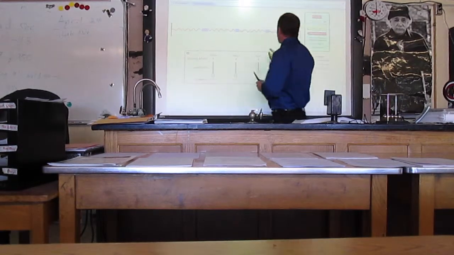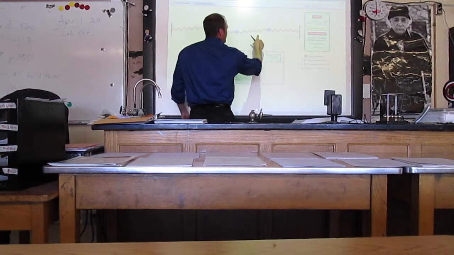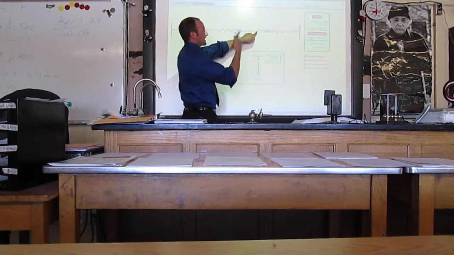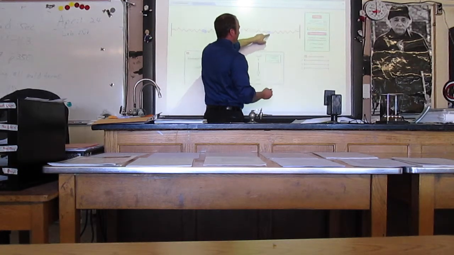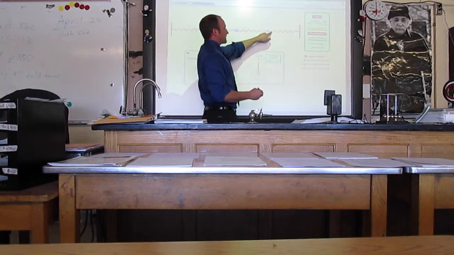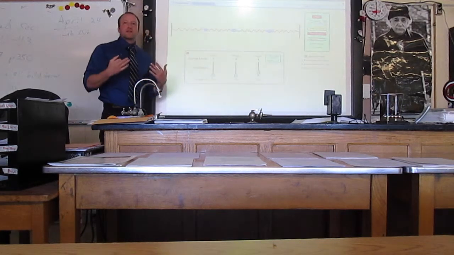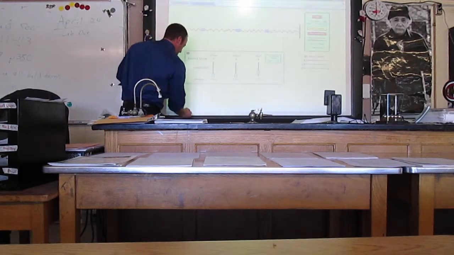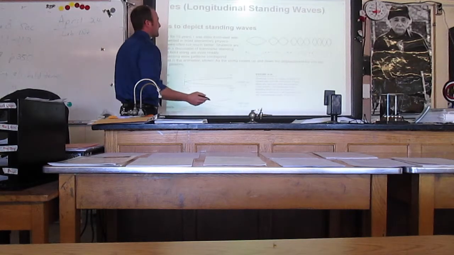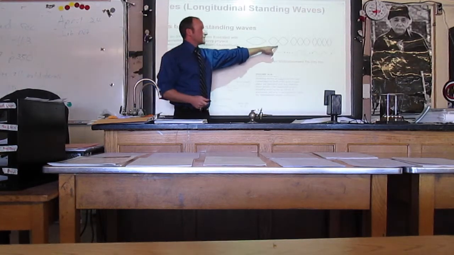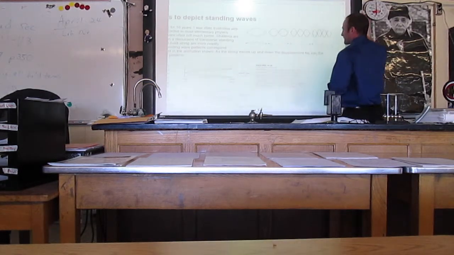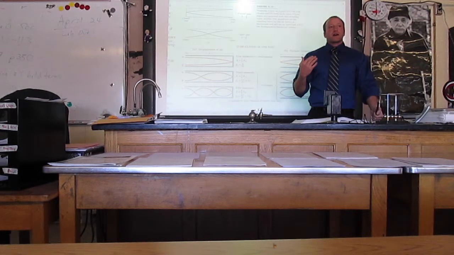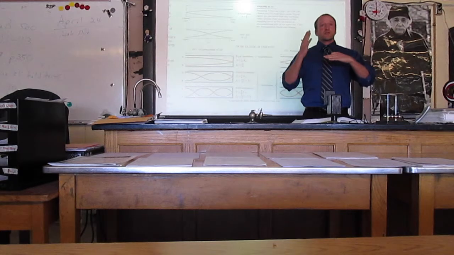So you still have points. Around here where your node is, where it's not moving, that will still be a node. You see it's still not moving back and forth. And your points that were moving up and down the most, those are still your points that are moving side to side the most. So it's very similar to transverse, but just a little different. Today what we're dealing with is sound waves, longitudinal. And specifically what we're dealing with are sound waves in a tube, a closed tube, or stopped end.